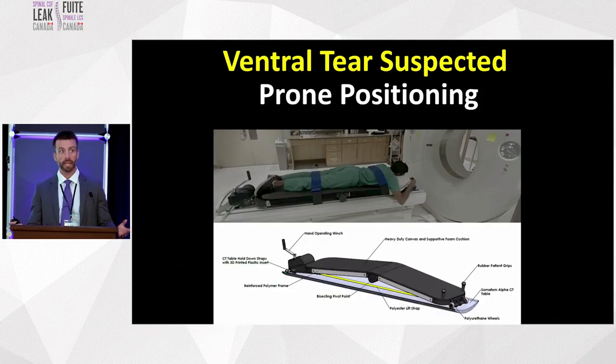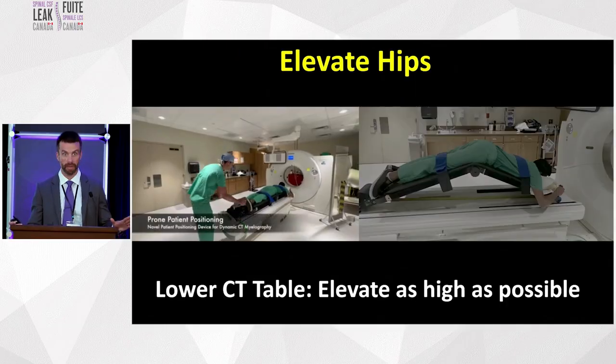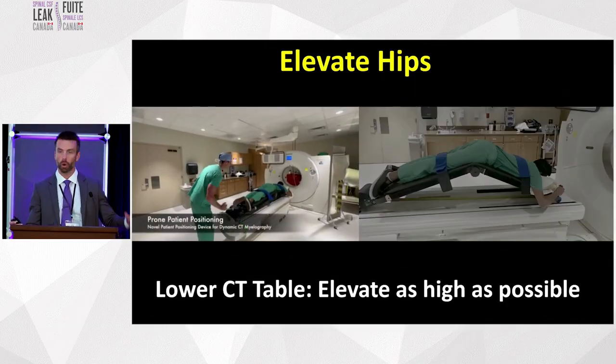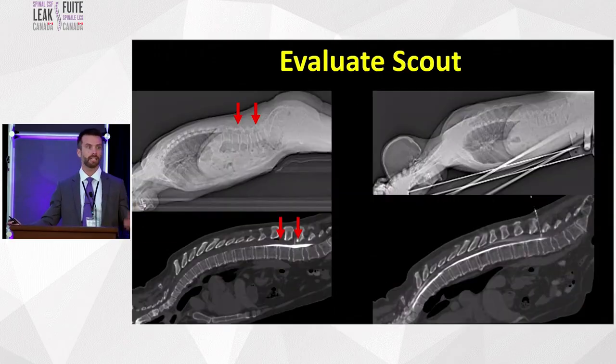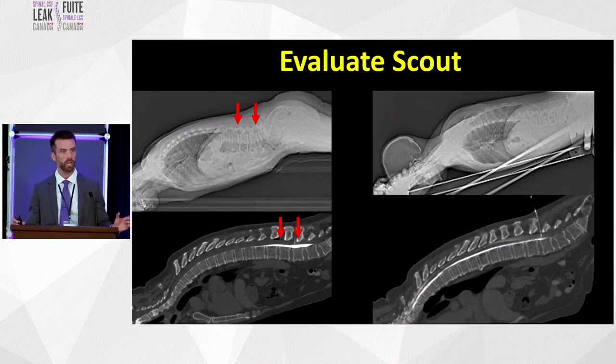So when we're suspecting a ventral tear, we're going to position the patient prone to have that contrast layering along the ventral aspect of the thecal sac. We're going to lower that CT table as much as we can so that we can elevate their hips as much as we can. And it's not just elevating the hips that we want, but we really want to evaluate our scout image before we start injection. This patient on screen left has a very exaggerated lumbar lordosis. It's creating almost a hammock effect.